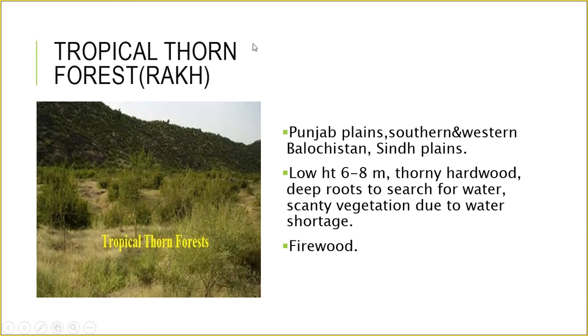Now let's talk about the tropical thorn forest or the RAKH forest. The picture itself is showing you how barren this land is, and the kind of vegetation it sustains. So you can see such vegetation in Punjab plains, southern and western Balochistan, and in the Sindh plains. These trees have very low height, 6 to 8 meters. They are thorny, they have a lot of thorns, and the wood is very hard. The roots go very deep because they have to search for water.